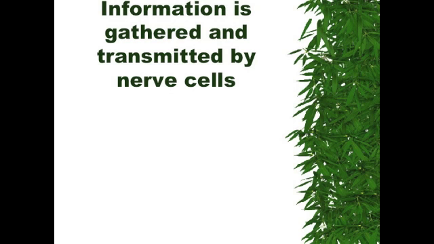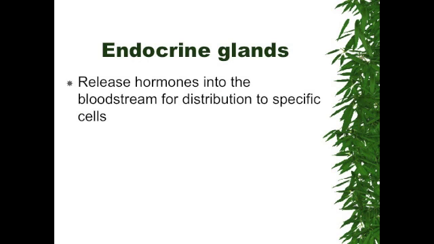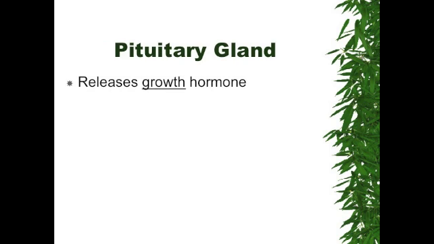Information is gathered and transmitted by nerve cells, distributed throughout the body, and then run back to the brain by the spinal cord. Endocrine system. The endocrine glands release hormones into the bloodstream for distribution to specific cells. The pituitary gland releases growth hormone. Growth hormone regulates how fast your body grows.